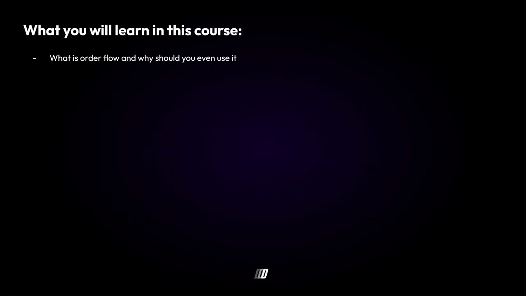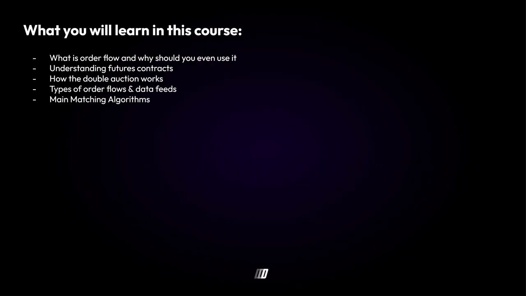What you learn in this course is, first, what is order flow and why you should even use it in the first place. Understanding futures contracts, everything you need to know about futures contracts. How the double auction works. The types of order flows and data feeds. The main matching algorithms that exist.